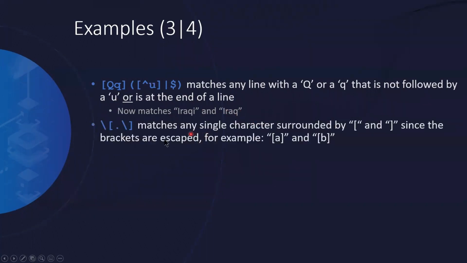This is getting tricky now. So, \[.\], square bracket, dot, escaped close square bracket. This matches any single character surrounded by open bracket and close bracket. So these are escaped, so this is the escape character. So I'm now actually looking for open and close square bracket. So this would look for A and B, because that's represented by this full stop. So it's any single character surrounded by open and close brackets.